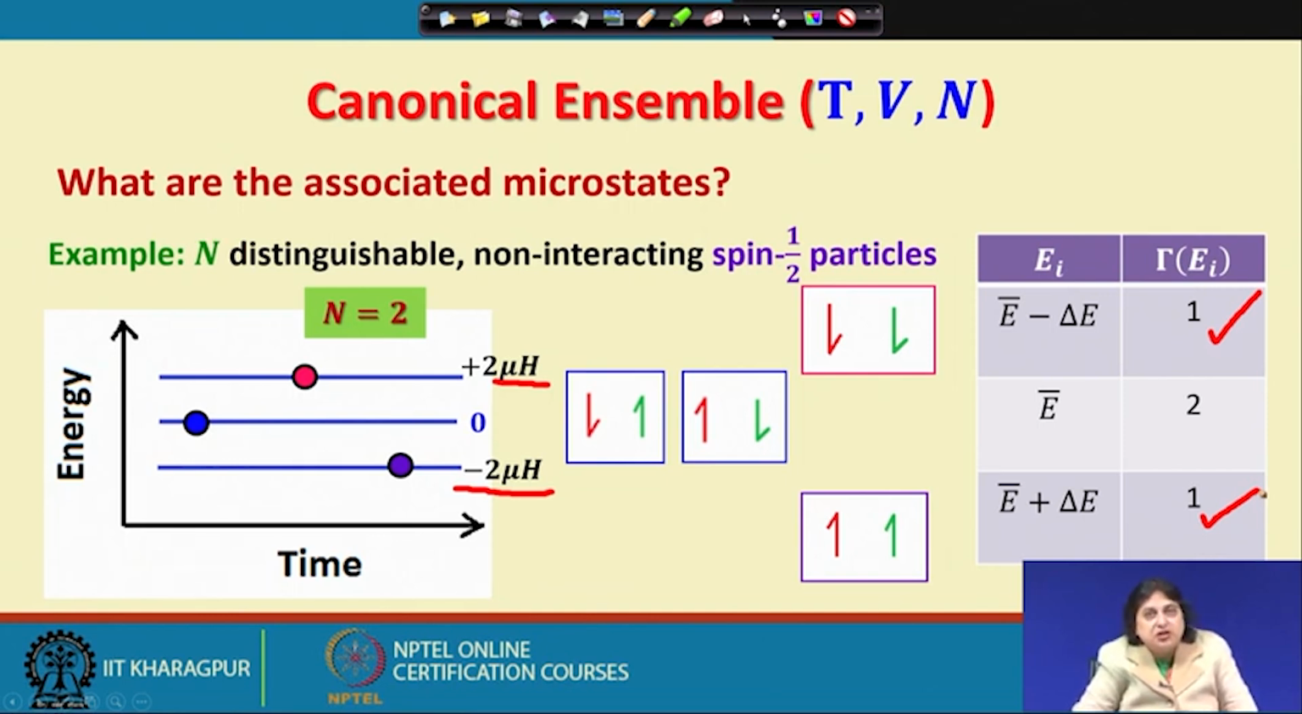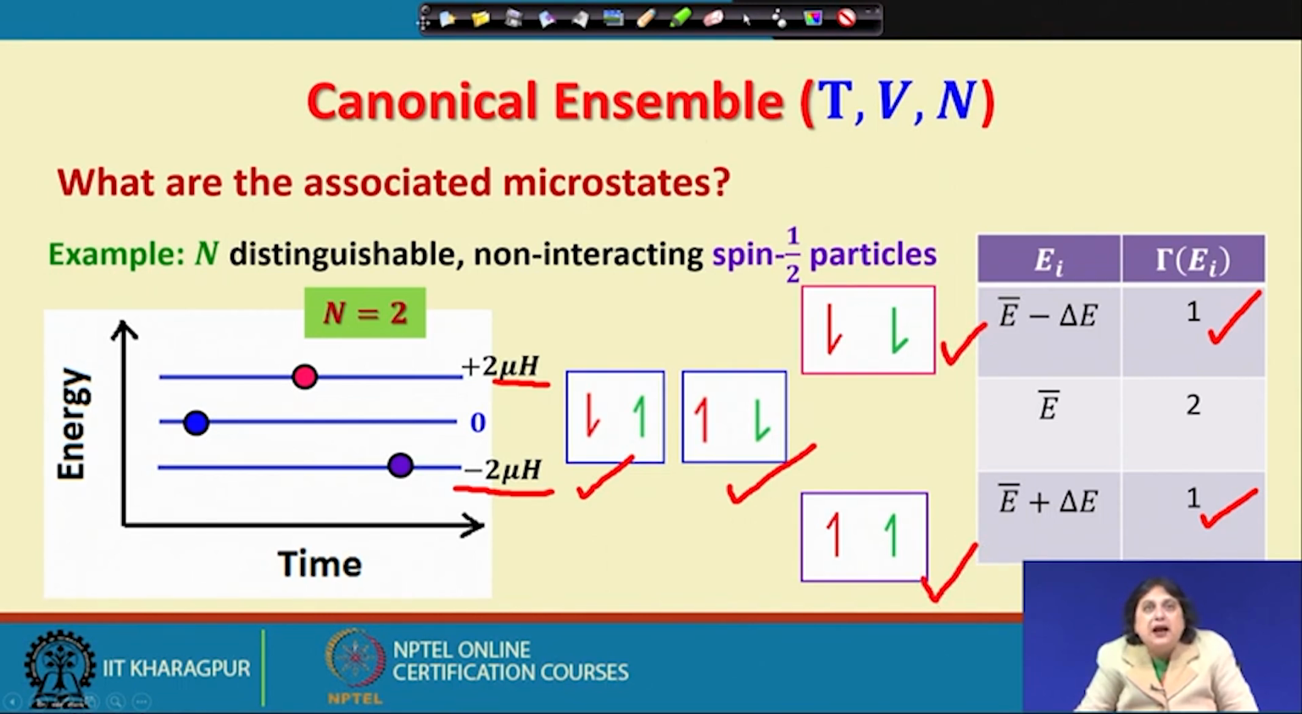Therefore, the conclusion that I get from here is this, that if I could fix the energy at E bar, then the property of the system will be controlled by only these two microscopic states which are associated with the energy E bar equal to 0. But if I allow fluctuations in the value of energy, such that it can take up values like E bar minus delta E or E bar plus delta E, I see that additional microscopic states like this or this become accessible to the system.